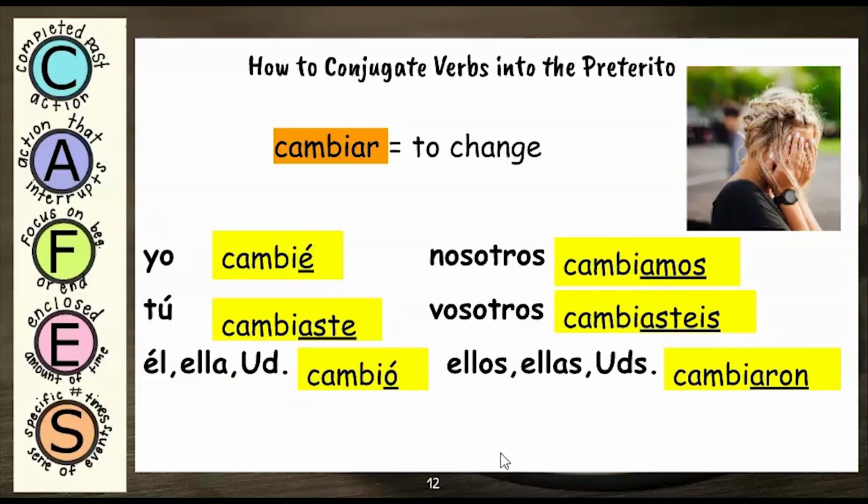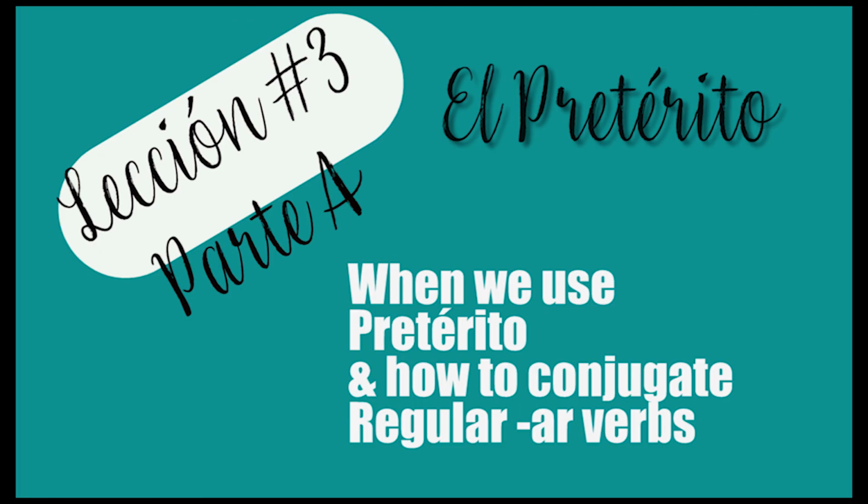Okay, chicos, eso es todo para hoy. That's it for today. This lesson is going to be broken up into 2 parts, parte A, parte B. So this is parte A. So you should have learned when we use the preterito and the regular conjugations for AR verbs.